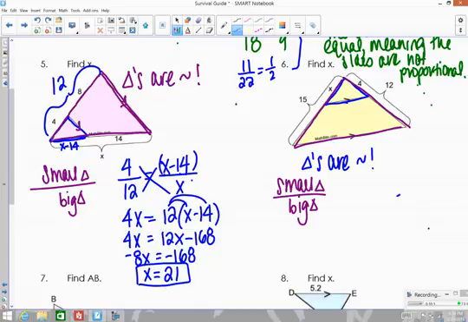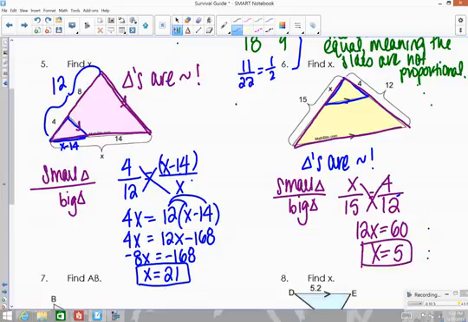So the small triangle, let's say, is x. The large triangle side is 15 then. Then if I look at this side, it's 4 compared to 12. Cross multiply this, so you get 12x equals 60. Divide both sides by 12, we get x equals 5. So you always want to look for similar triangles.